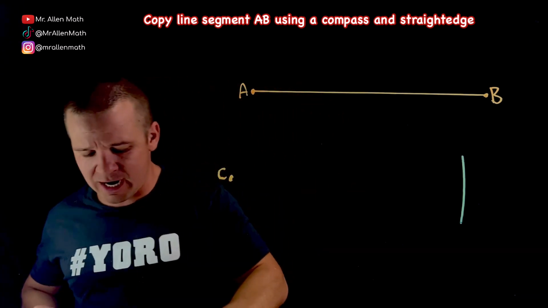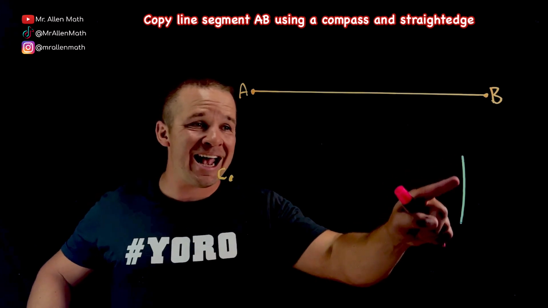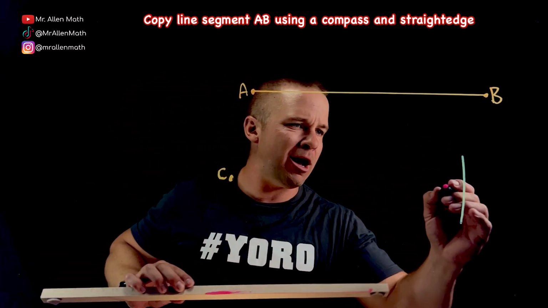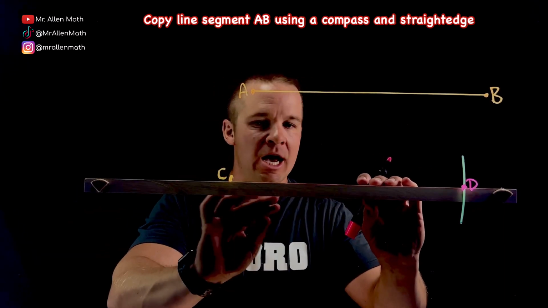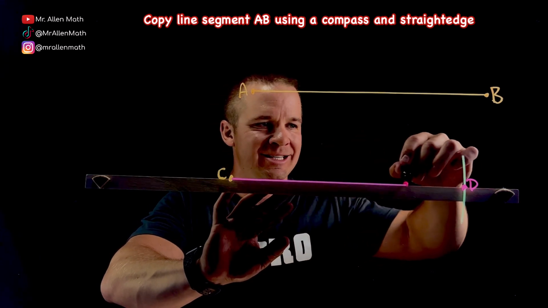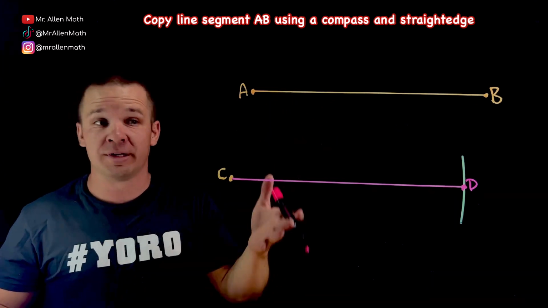Next, I'm gonna take my straight edge with another marker, okay? And I'm gonna connect point C to literally any spot on this arc, okay? So if I just go ahead, I'll say this is gonna be point D, just so we have a point in mind here. And I'm gonna connect these two, and now I have a segment that is the same length as AB, right? So these are congruent segments right here.